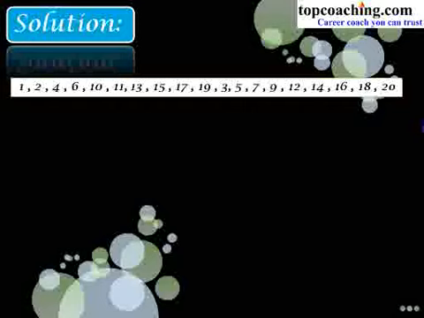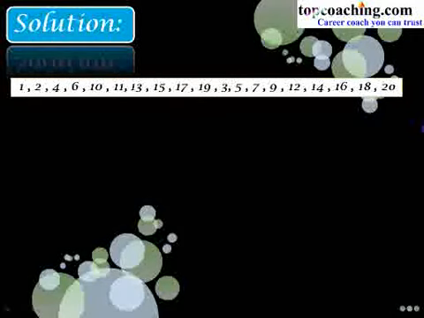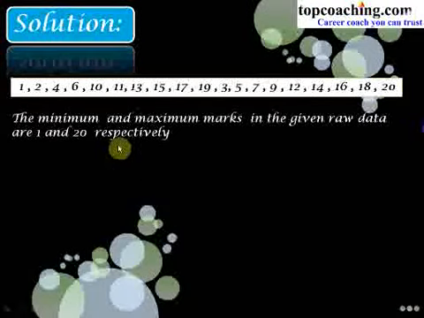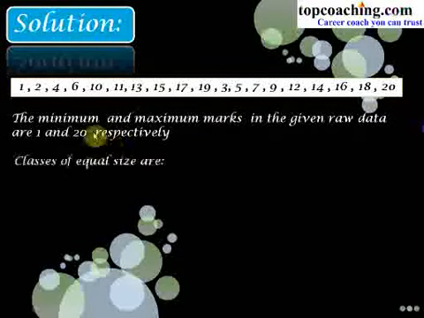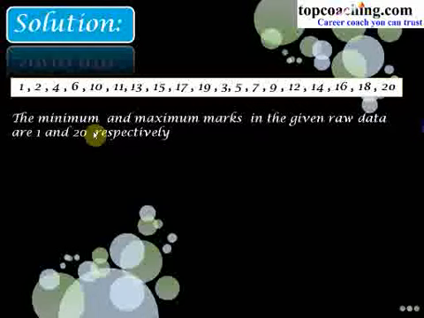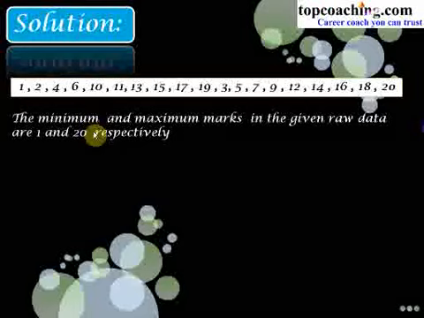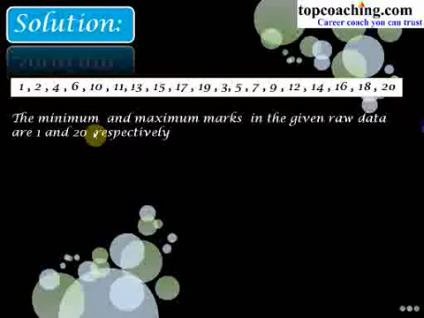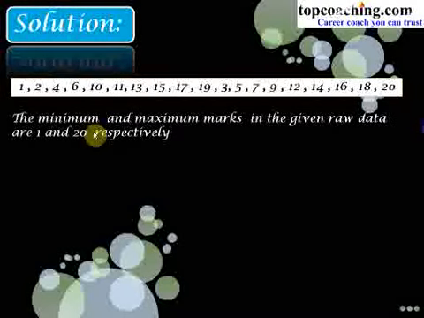We have been given the marks of 19 students of class 9. Now from this data we can say the minimum and maximum marks in the given raw data are 1 and 20, right? In the question we have been told that we have to make class intervals of equal size, a class size of 5. And always remember, my dear students, the class size of all class intervals remains the same.